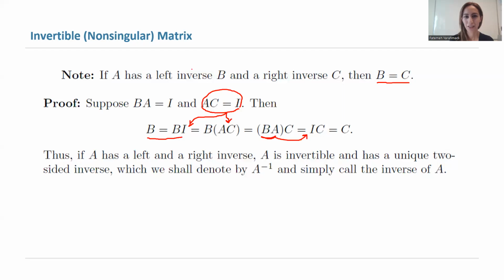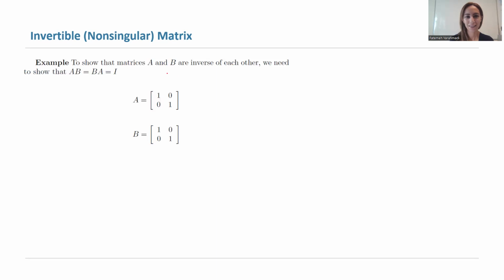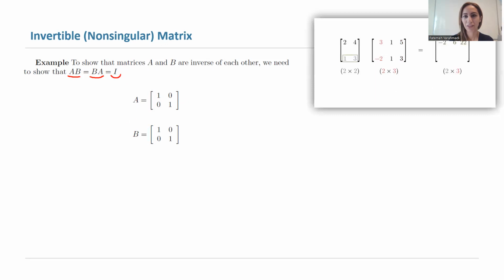Now that we learned about the left and right inverse, we're going to begin a very simple example for you. In this example, I want to show you that the identity matrix, a 2 by 2 identity matrix, is going to be the inverse of itself. To show that A and B are inverse of each other, you basically need to show that the multiplication of A and B is the same as the multiplication of B and A, and both of them give you the identity matrix. Remember how we defined the multiplication of two matrices.